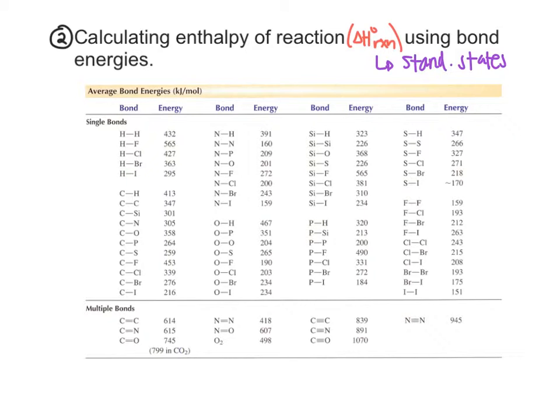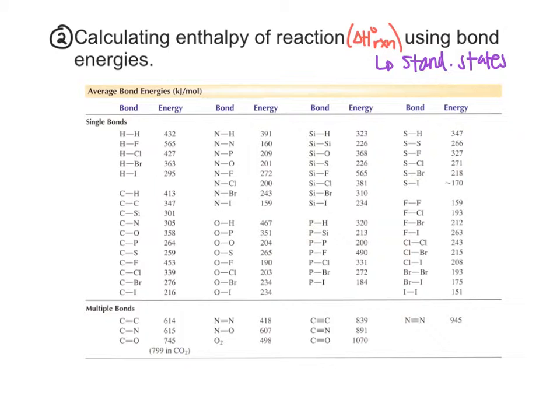Okay, so in order to make calculations using bond energies, of course you're going to need a table of bond energies. I want you to notice a few things before we do an example. The first thing I want you to notice is that these average bond energies are all positive numbers. None of them are negative. The reason for that is because these bond energies are the amount of energy required to actually break those bonds. And to break a chemical bond, you need to actually put energy into it.